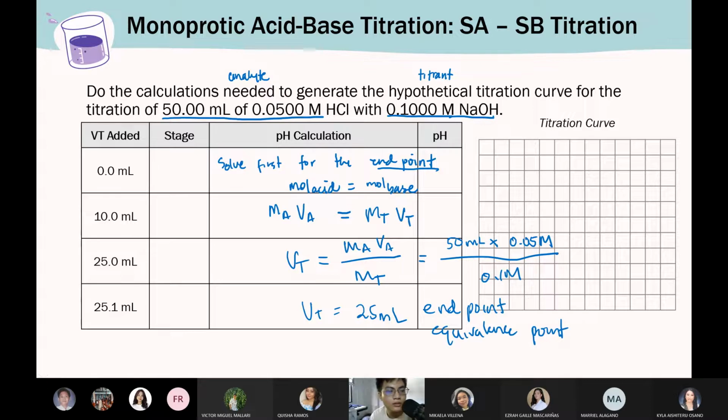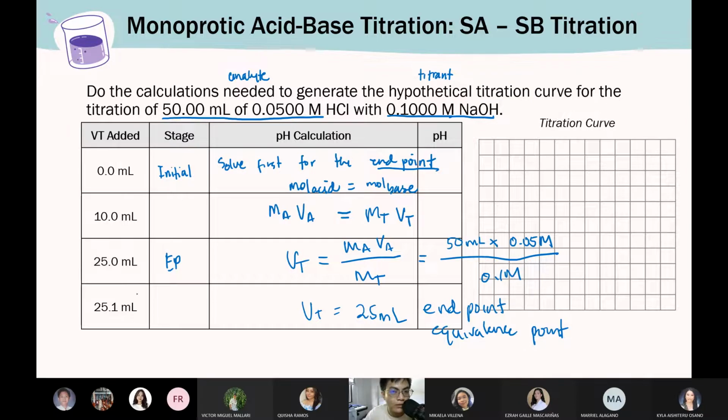Okay? So, bakit uli natin kailangan gawin to? Kasi, without this, you won't know the stages. Hindi mo alam kung ano yung stages mo. Yung 0, alam ko initial yan. Kasi wala kang idinagdag na titrant. So, initial yan, of course. There's no doubt about it, di ba? Pero ito, di mo sure anong stage to. So, at least using this equation, we know that 25 ml is the endpoint or the equivalence point. So, meaning, ito yung aking equivalence point.